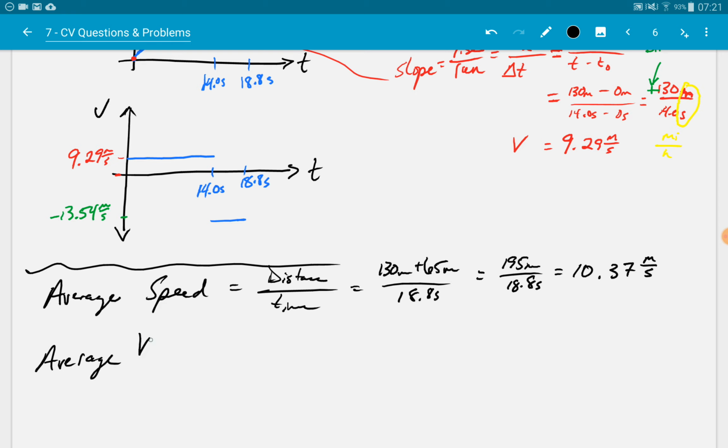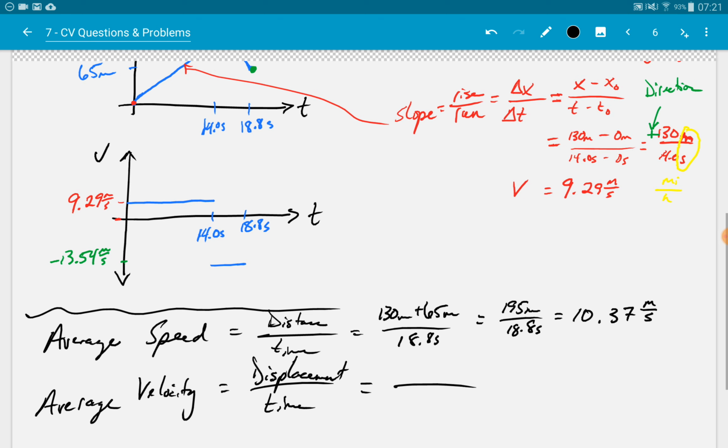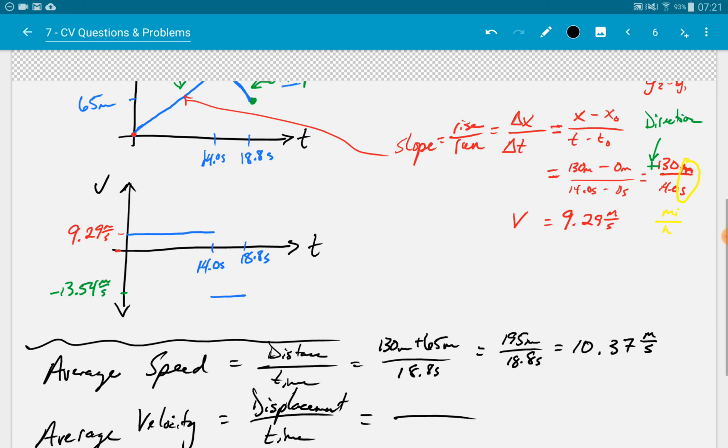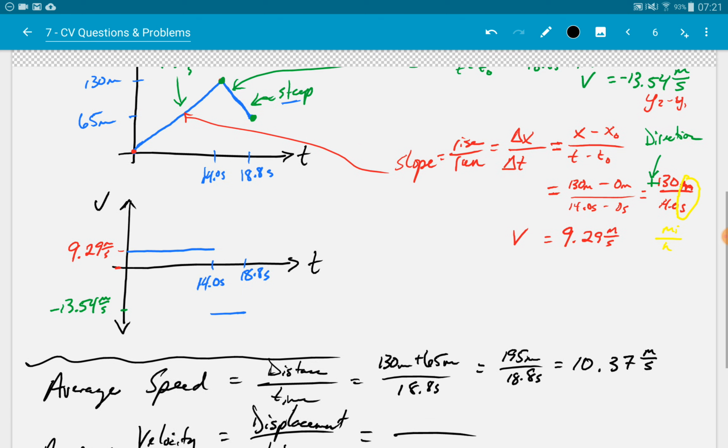Average velocity is the same idea, but now we get to use velocity bits. So I don't use distance because that's not a direction thing, right? Velocity includes direction. Instead I replace distance with displacement, because that's similar to it, but it has direction in there. Divided by time, and that is my average velocity. And remember, displacement is just my ending minus my beginning position. Let me do that in black. The beginning is right here and the ending is right there.